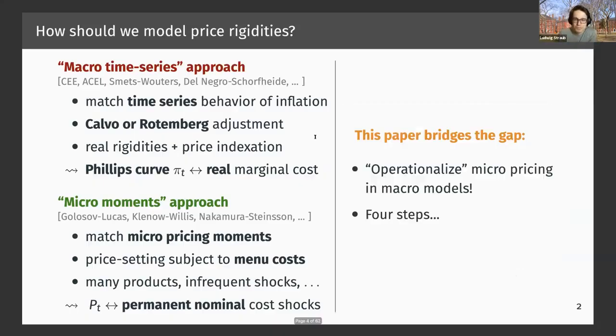And basically what we'd like to do in this project, and I'm going to show you how far we've gotten so far, is start with the micro moments approach, start with a model that we know fits the micro data well, and then see how far we get on the macro side. Do we generate a Phillips curve that looks like what we have in the macro time series data, or does it look different? And if so, what can bridge that gap?